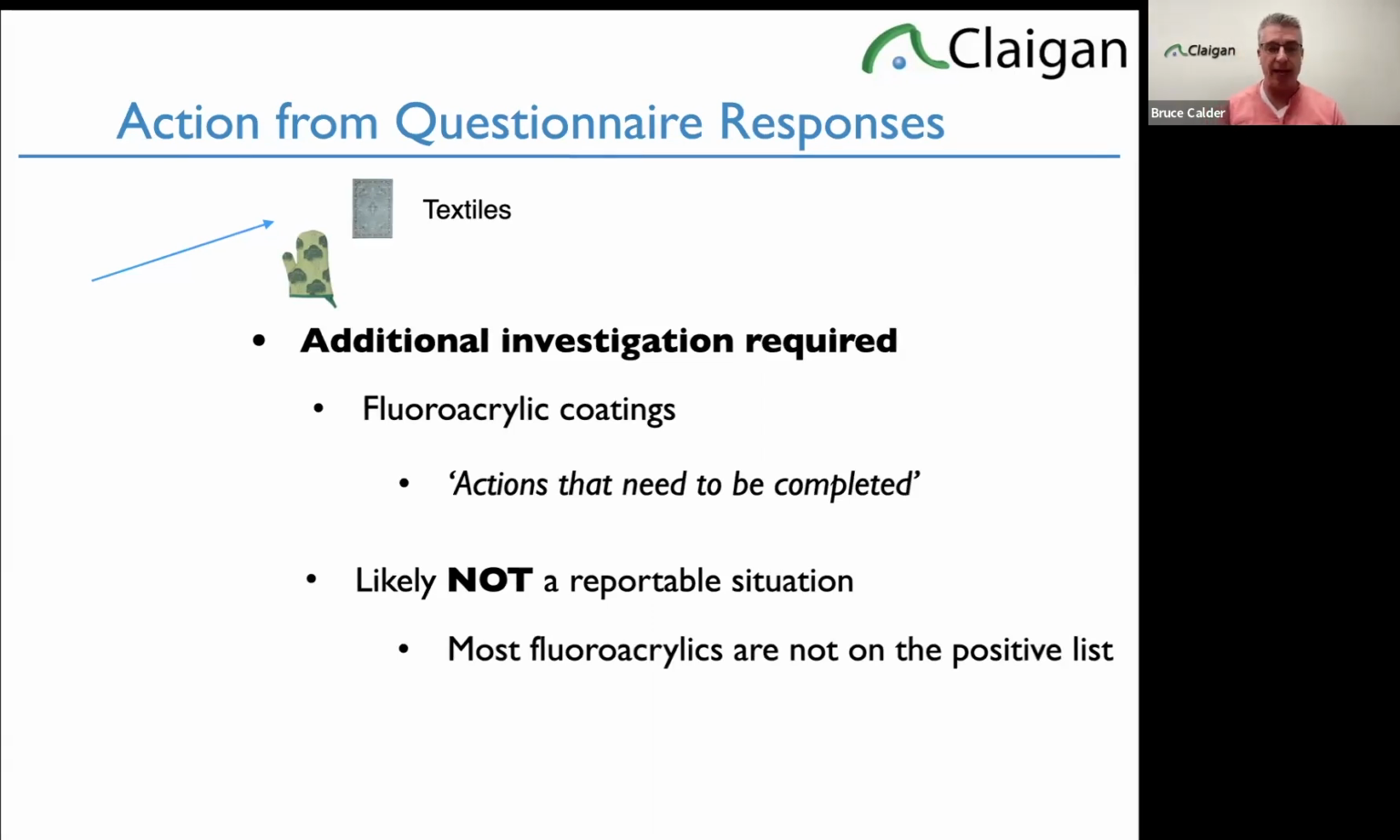So the US EPA issued a test order for a fluoroacrylic last week in the US. And it's a high volume fluoroacrylic. We want to know about safety. Super high volume. It's what's used for waterproof coating. Is it on the Canadian positive list? No.